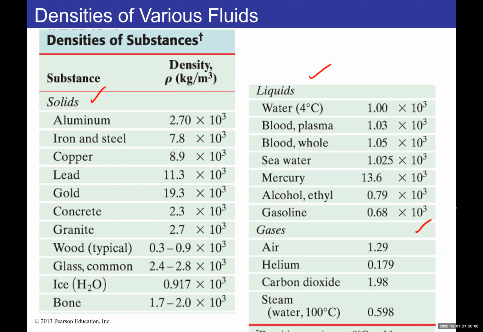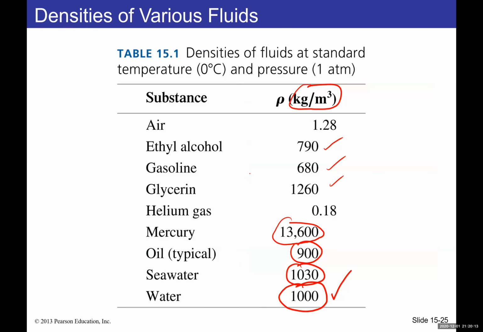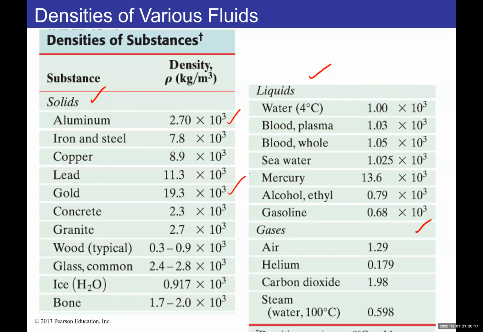So aluminum is something that can also be useful to know. That's about 2700 kilograms per cubic meter. And for example, gold is almost 20,000 kilograms per cubic meter, 19.3 times 10 to the 3. That's one of the important things to know.